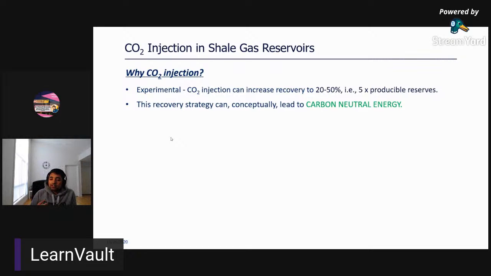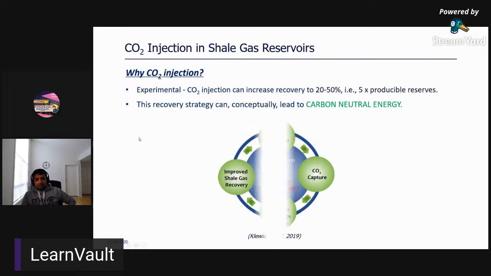So when CO2 comes in contact with the organic matter, CO2 itself can get adsorbed and replace the methane that is already there in the system. If this mechanism works in real field applications, it has the potential to increase recovery by 20 to 50%. So then you can increase the production by 5 times, or produce 5 times your producible reserves. So then the question comes, theoretically, this looks so good.